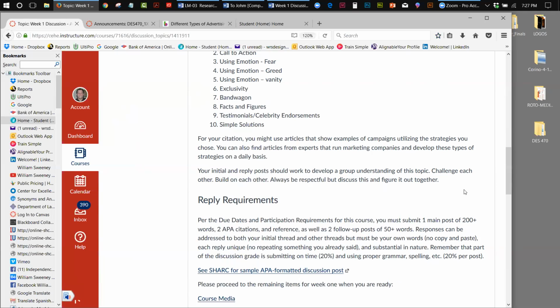Responses can be addressed in both your initial thread and other threads, but must be your own words, no copying and pasting. If you want, you can cite somebody from one of these posts. You can use a statement by somebody in your post as long as you reference it, okay? I don't want you to use the entire post of somebody else, but you may use somebody's statement and reference it, okay?